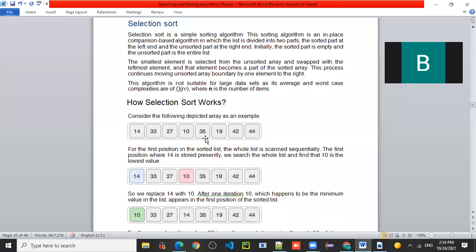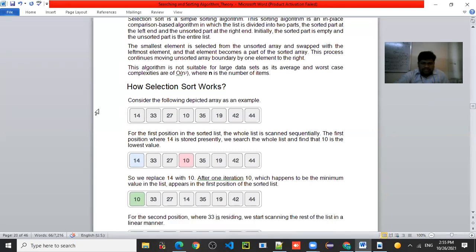Now, the third algorithm, selection sort. This algorithm is again a very simple sorting algorithm, right? It is an in-place, comparison-based algorithm. The smallest element is selected from the unsorted array and placed at the leftmost side, right? So how is the selection sort working?